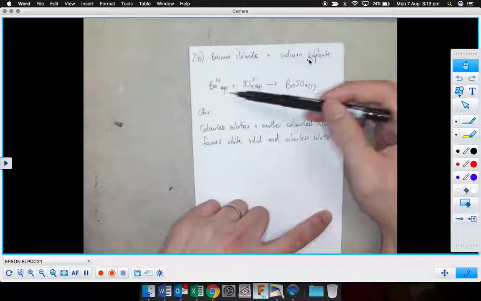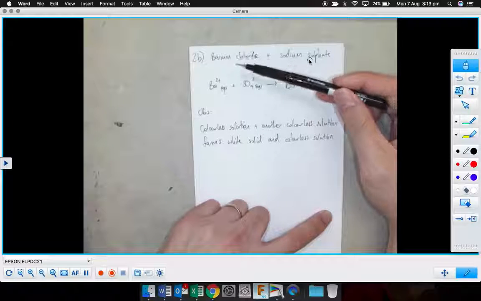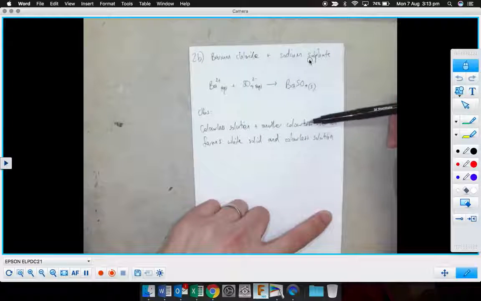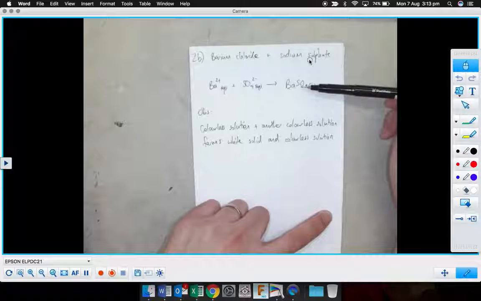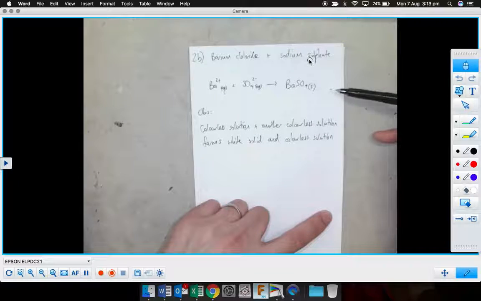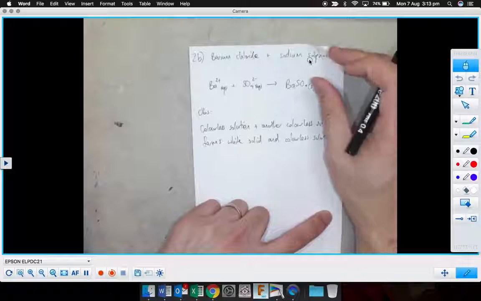Take into account, work out the ionic equation, work out the color of those two reactants, write them down, and it forms a white solid, the precipitate, and whatever the color is of the other solution. Right, let's have a look at the next one.